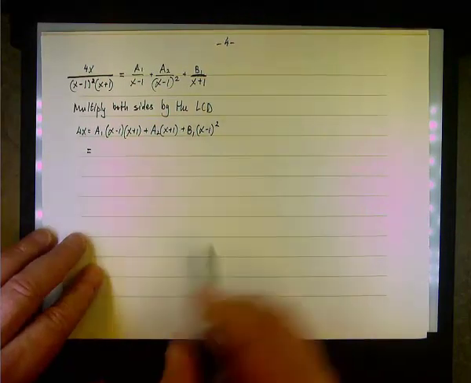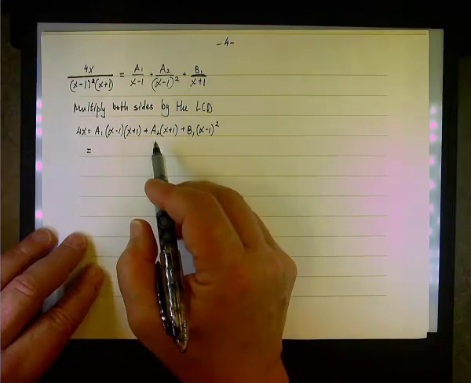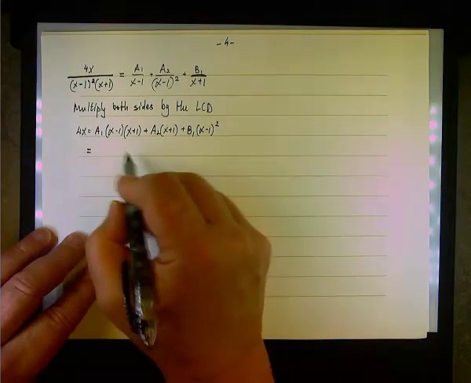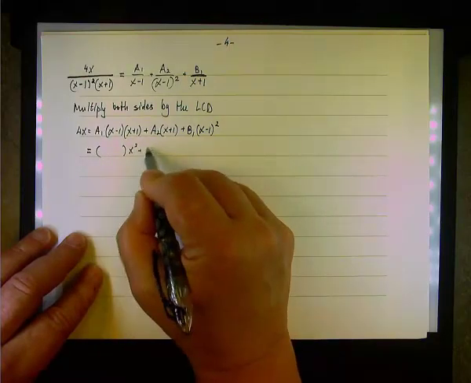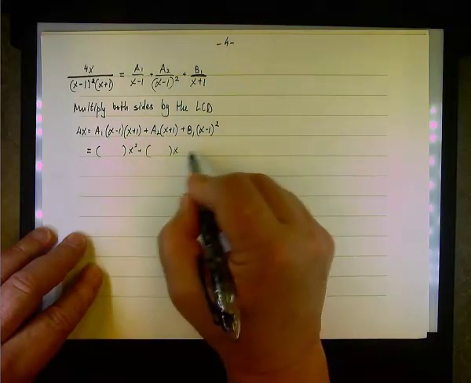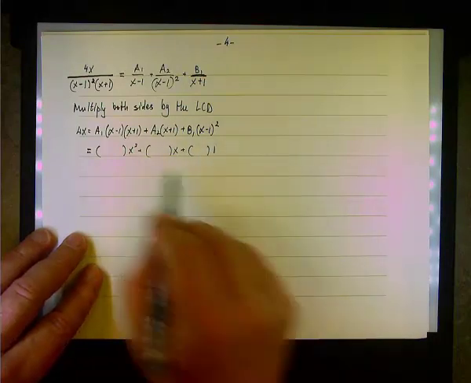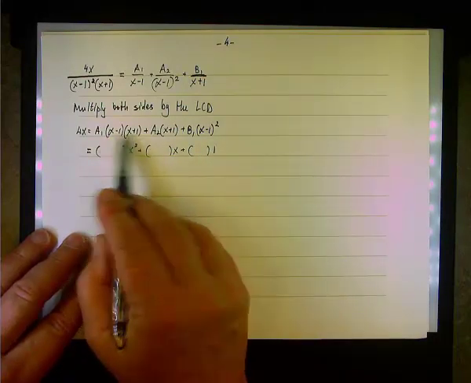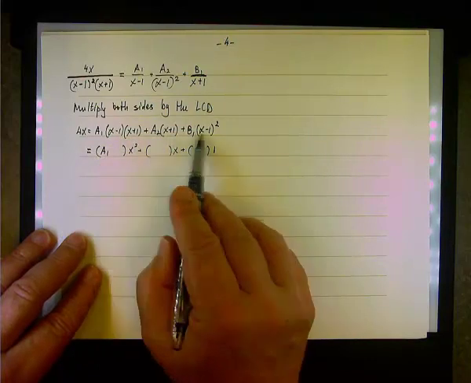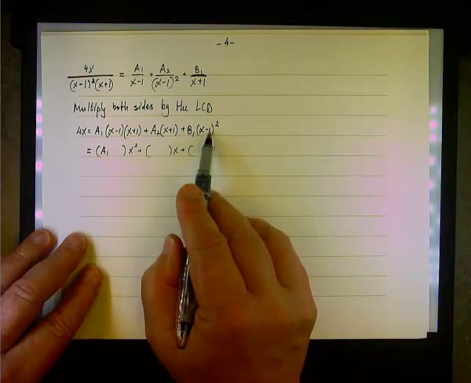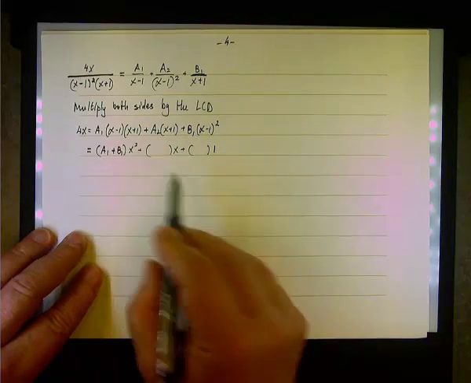I'll compare coefficients. So to do so, I need to clear the parentheses and write in terms of what multiplies x squared, what multiplies x, and what multiplies 1. Okay. So let's see, what multiplies x squared? Well, I have x squared, so I have a1, and here I have x squared minus 2x plus 1, so I have a1 plus b1. What multiplies x?